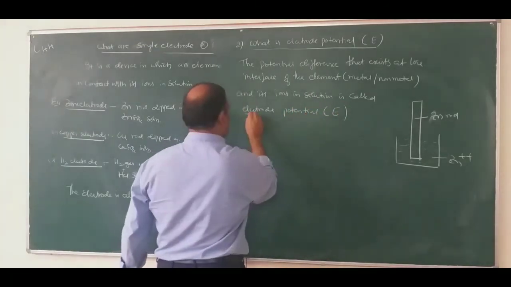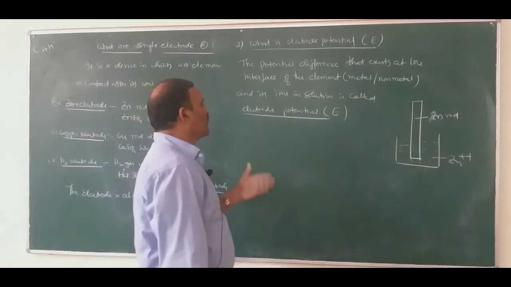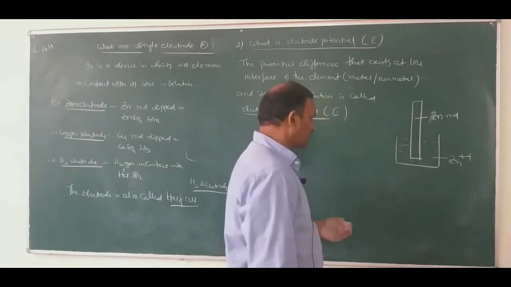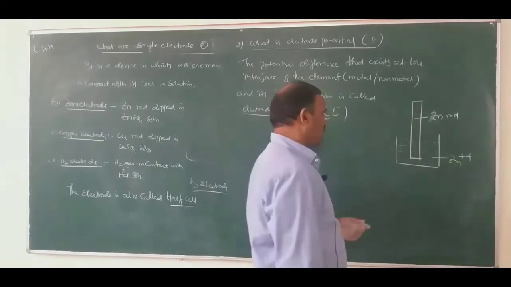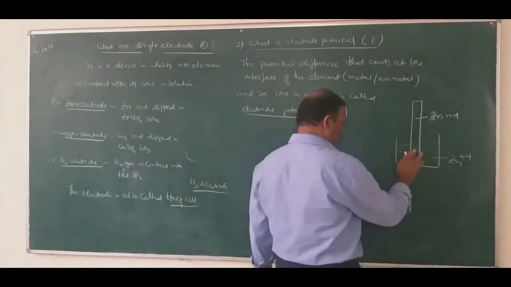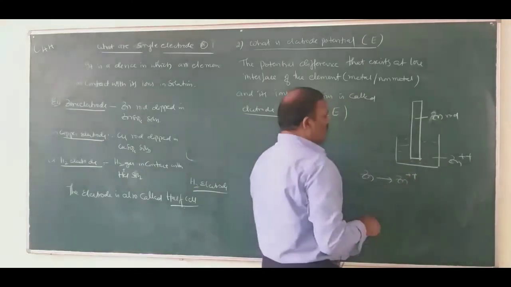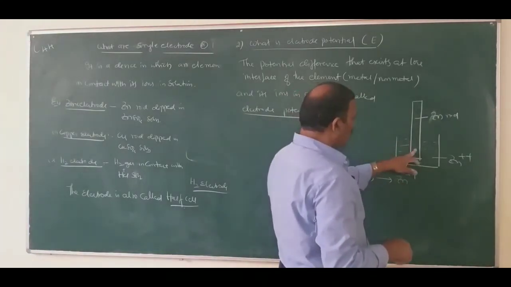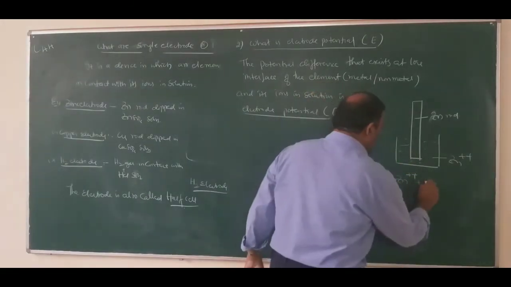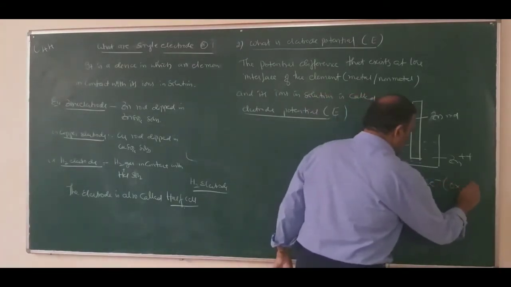And it is represented as capital E. Now, when a metal is in contact with its ions, two things are possible. These metal atoms in the rod have a tendency to undergo oxidation. What is oxidation? Losing of electron is called oxidation.